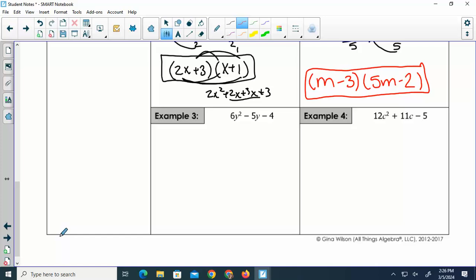6y squared minus 5y minus 4. Do we have a GCF? No. So what's the first step? Move the 6 over. We're going to slip that down to the end by multiplying. So we have y squared minus 5y minus 24.